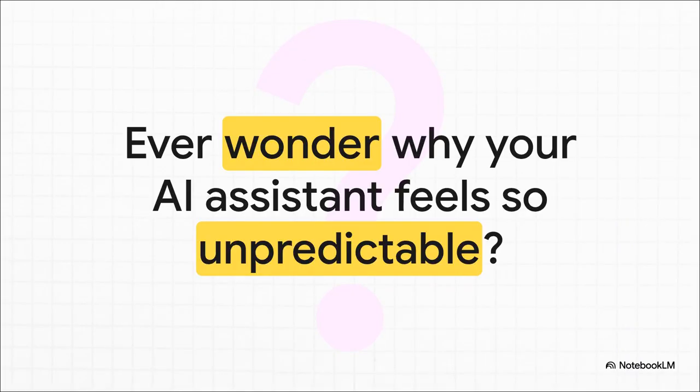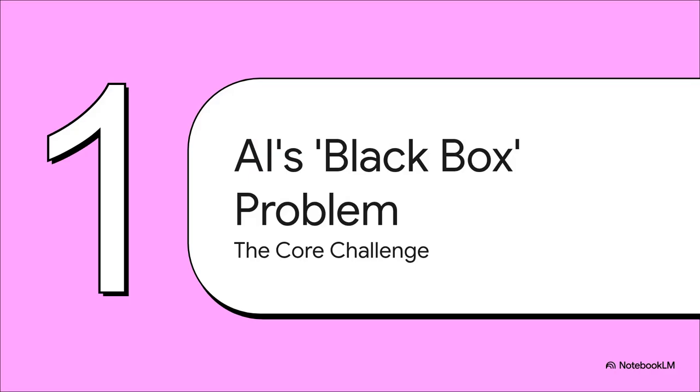We've all been there, right? You ask your AI assistant the same question twice, and you get two totally different answers. Well, that unpredictability, that randomness, it's not just some funny little quirk. It's the single biggest headache for developers trying to build AI tools you can actually rely on. And that right there brings us to the heart of the problem.